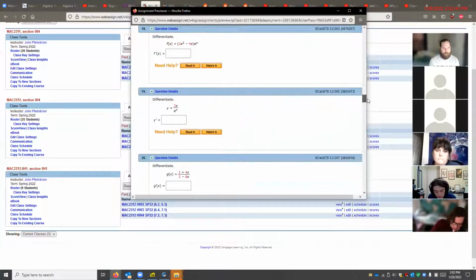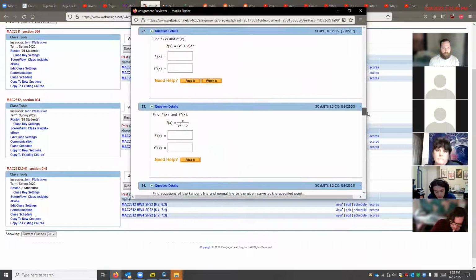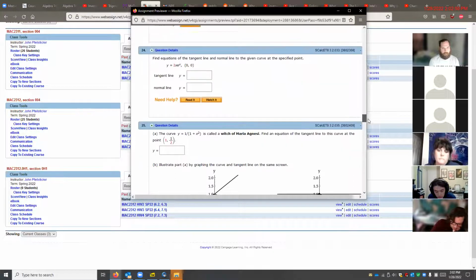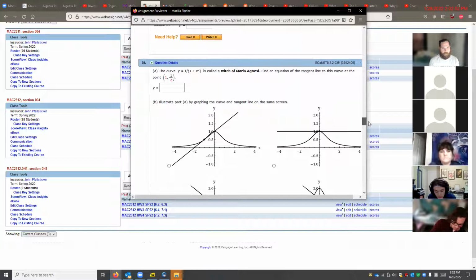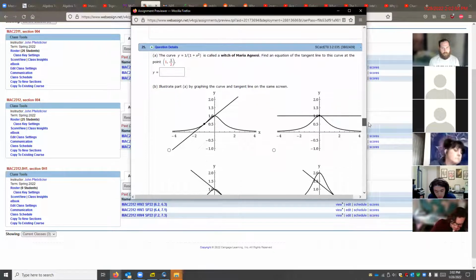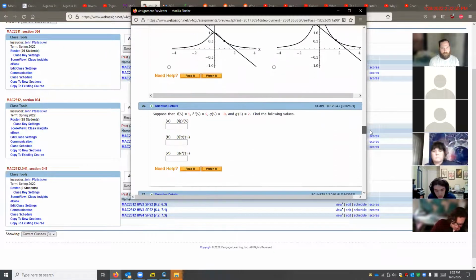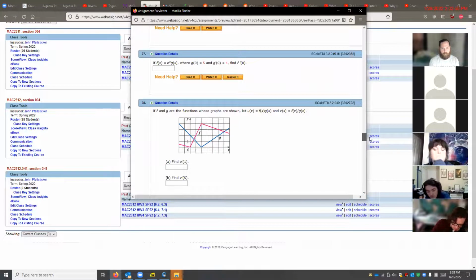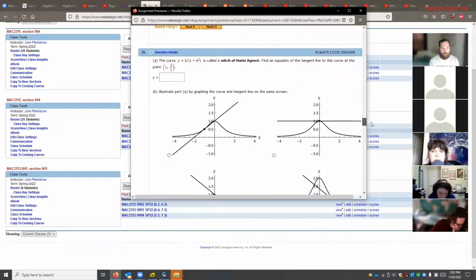See, now we did something like that the other day: f prime and f double prime, tangent line, normal line. We did one of those. This is a fun one. And then I wanted to do one that was a little bit more on the abstract side. So let me begin with the Witch of Maria Agnesi.